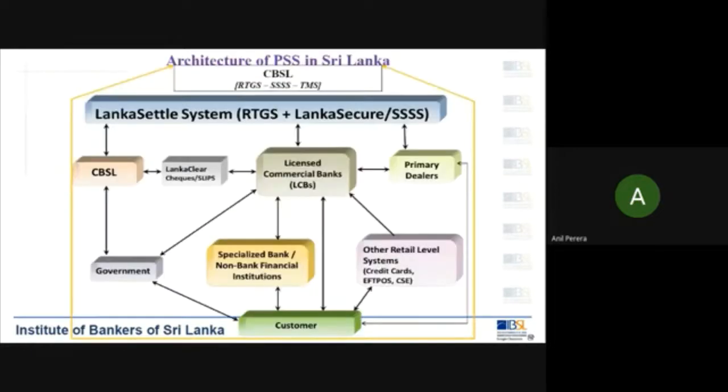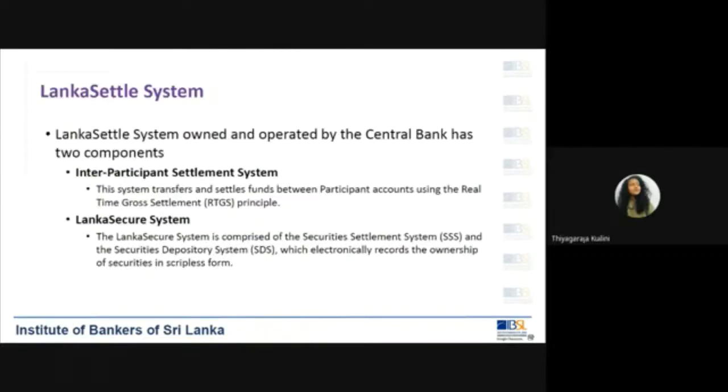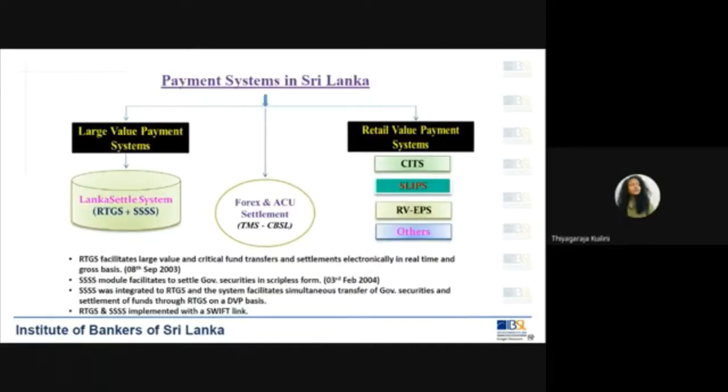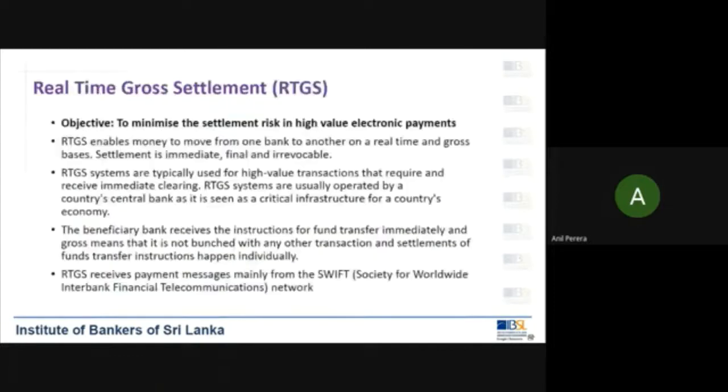What is RTGS? This is the entire payment architecture. Real-time payment method. Yes, real-time gross settlement system. This is used to settle high-value electronic payments in Sri Lanka. It enables money to move from one bank to another on a real-time basis. Real-time basis means instantaneously. And the settlement is immediate, final, and irrevocable, meaning you cannot reverse it.